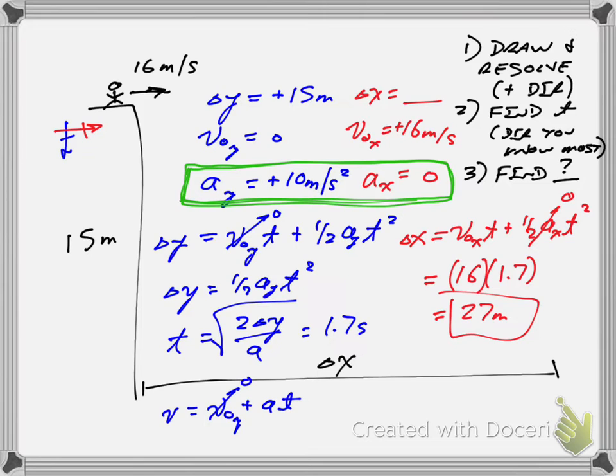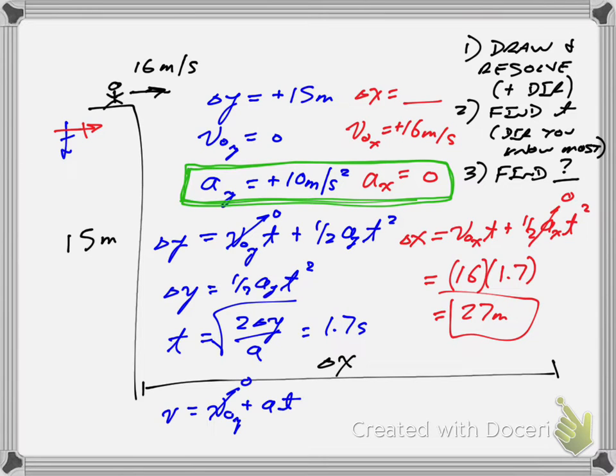And then I could have a follow-up question. I could ask, how fast is it going when it hits the ground? Well, first of all, when it's just about to hit the ground, let's say it's 5 meters off of the ground. When it's still 5 meters high, how fast is it going horizontally? Well, of course, it's going 16 meters per second because there's no horizontal acceleration. So the horizontal velocity is going to stay 16 the entire time.